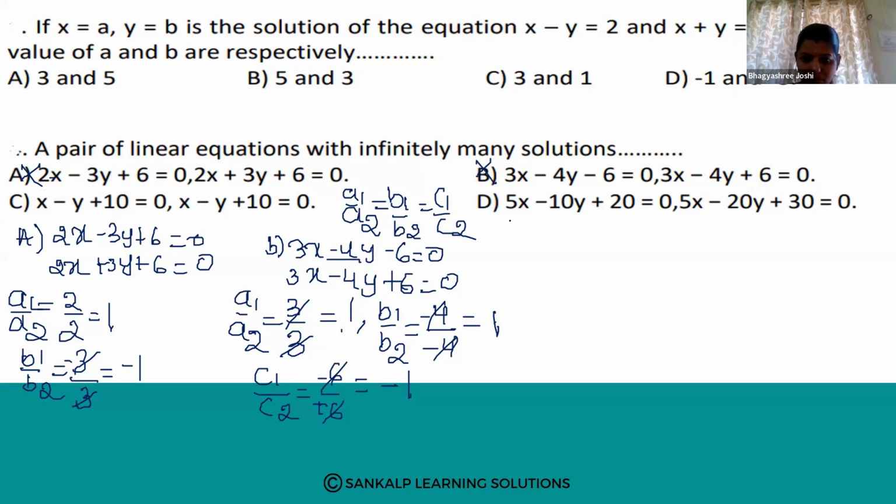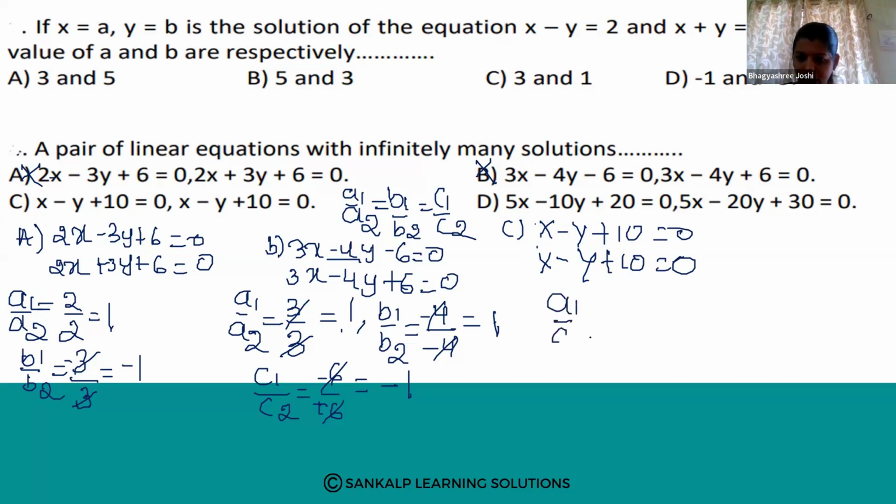Try with C. x minus y plus 10 is equal to 0 and x minus y plus 10 is equal to 0. By looking at this equation only, we can tell whether it is coincident or not. See, A1 divided by A2, 1 divided by 1, minus 1 divided by minus 1, that is also 1, 10 divided by 10, this is also 1.